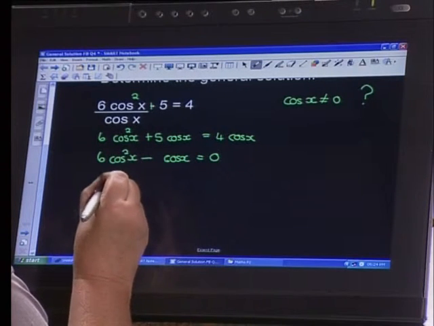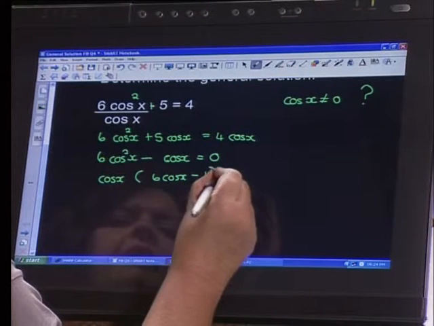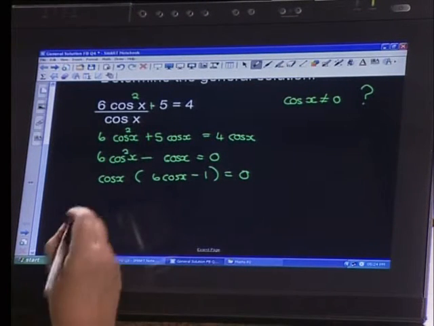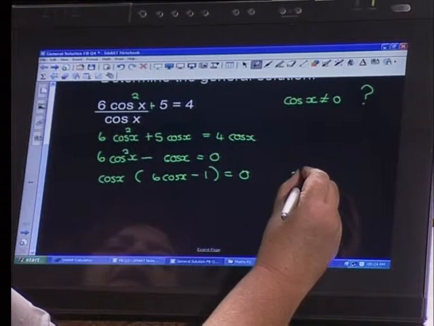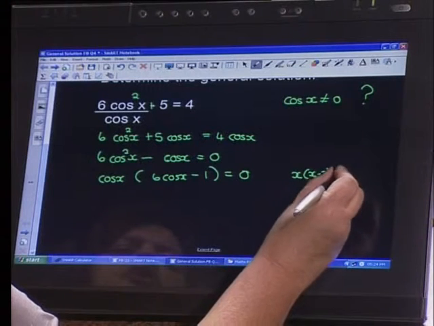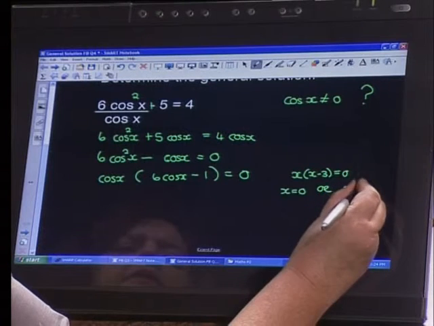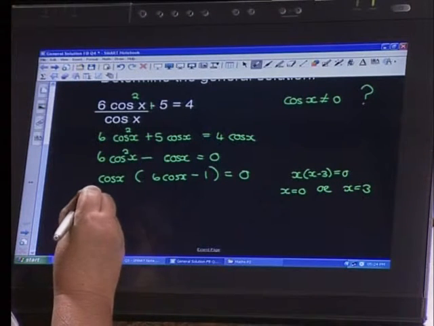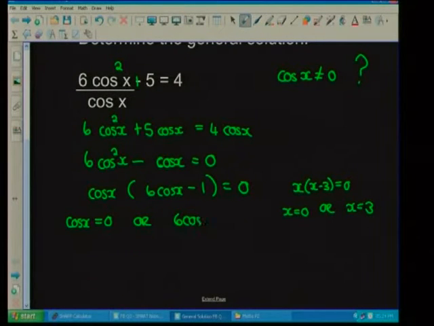And now we take out the cos x as a common factor, giving us cos x times 6 cos x minus 1 equals 0. Now, at this stage, if you think back to your algebra from grade 8 and 9, if you had something like this looking at you, you would answer that x is 0 or x is 3. Same thing here, that means that cos x is 0 or 6 cos x minus 1 is 0, which means cos x is equal to 1/6.